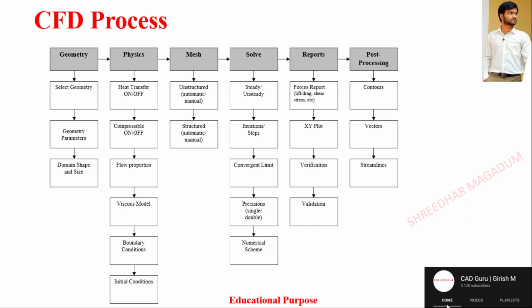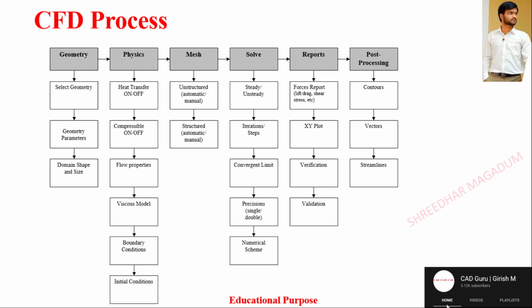The first thing is geometry, wherein we select the geometry and define the geometric parameters. We'll simplify the geometry over there. And the domain shape, how the computational domain should be selected, what the size of it is, how much size we need to consider, and geometry conditions.